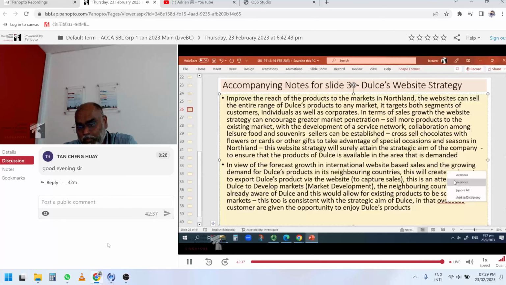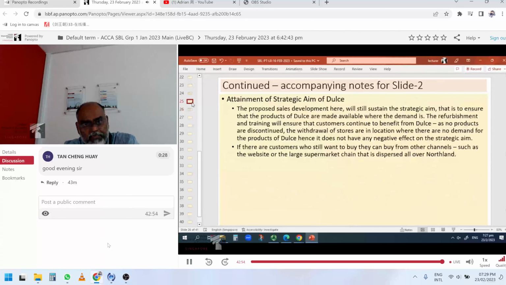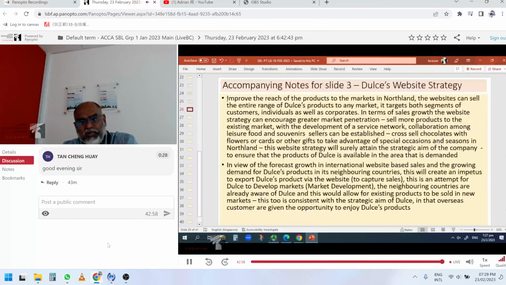So we did two different formats. The first format we did the strategic aim separately. In the second one, we embedded the strategic aim into the answer itself, right or not? Okay, so you can choose which one you like to do. Would you like to split it up and call attainment of strategic aim and put it here, or do you want to put it together, right or not? Okay, right.